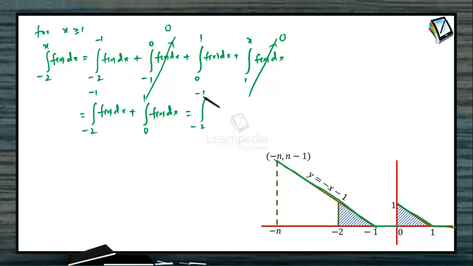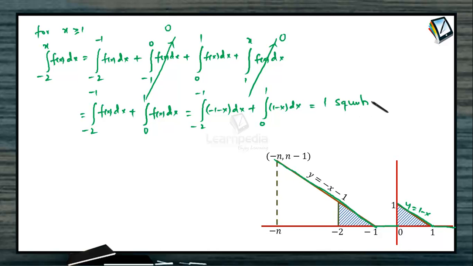How much will it be? From minus 2 to minus 1, what is f of x between minus 2 and minus 1? It is minus 1 minus x dx, plus integral 0 to 1. Between 0 and 1 it is the graph of y equal to 1 minus x. So it is the integral of 1 minus x dx, which comes to 1 square unit.